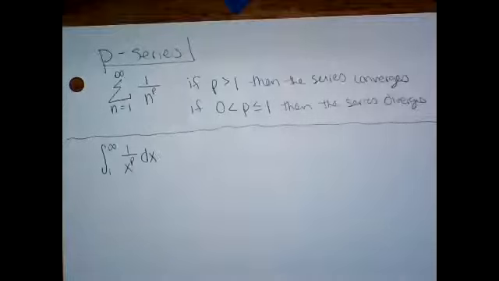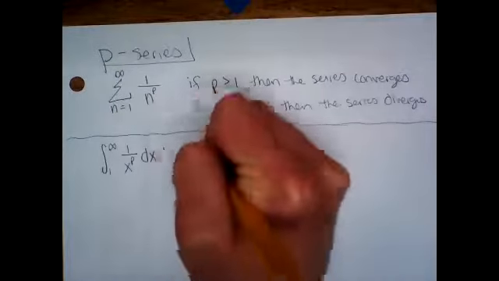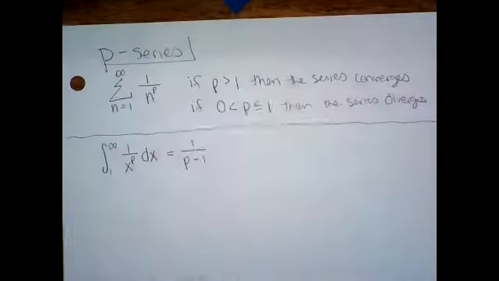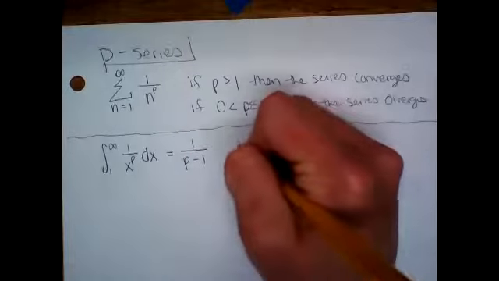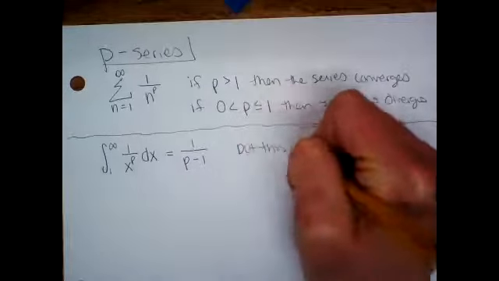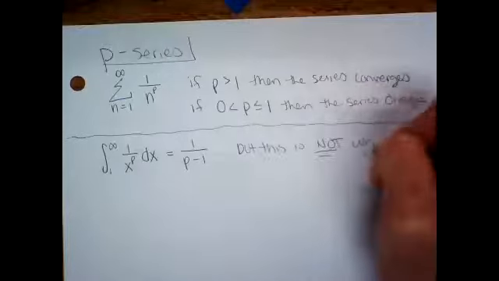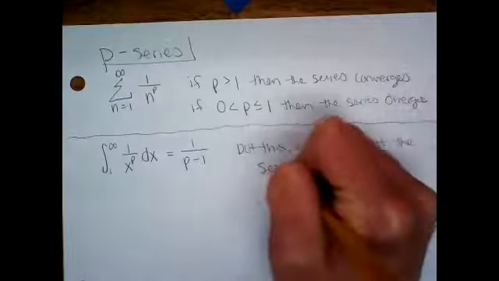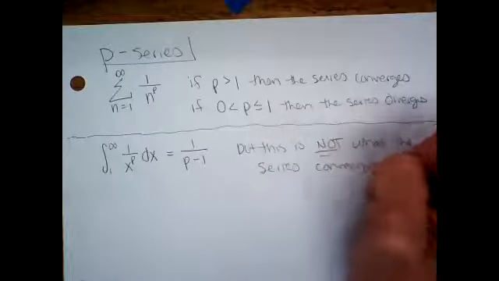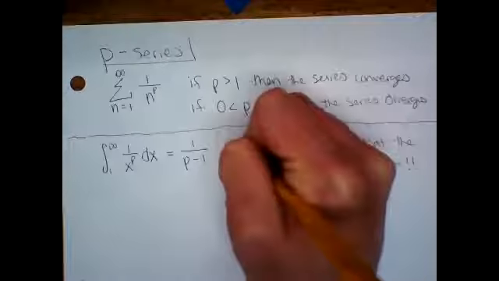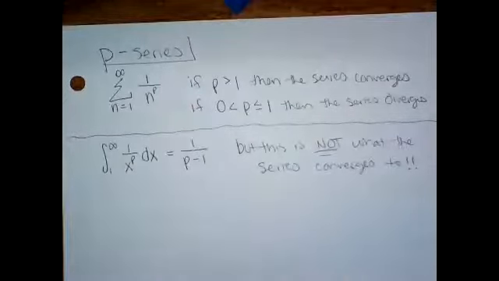You can work that out by hand. Do the limit as b goes to infinity of the integral from 1 to b, and actually work it out by hand like I was doing with all the homework ones. But your shortcut for this is 1 over P minus 1. But what is important to remember is that this is not what the series converges to. That's just what the improper integral converges to. It's not what the series converges to.